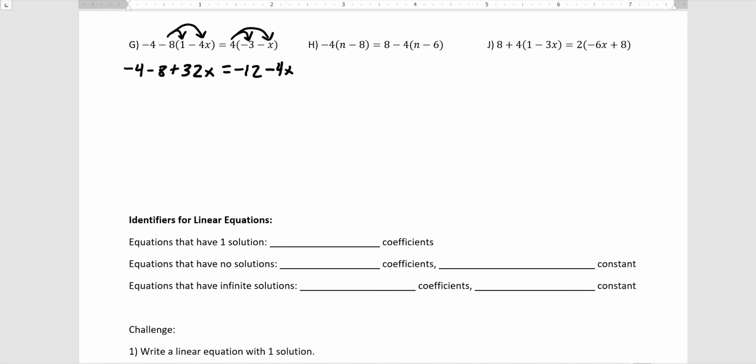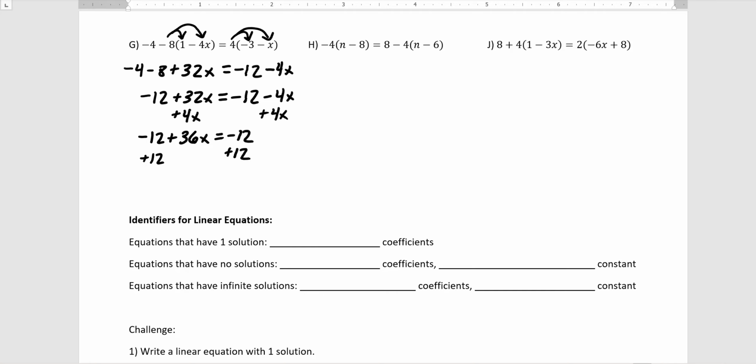So combining my like terms here, I'd have -4 minus 8, so that'd give me -12 plus 32x equals -12 minus 4x. Awesome. So let's get our variables all on one side. I'll add 4x, add 4x. When I do that now, I have -12 plus 36x equals -12. Now I got to get my numbers on the other, so add 12, add 12. So 36x equals -12 plus 12 is just 0.